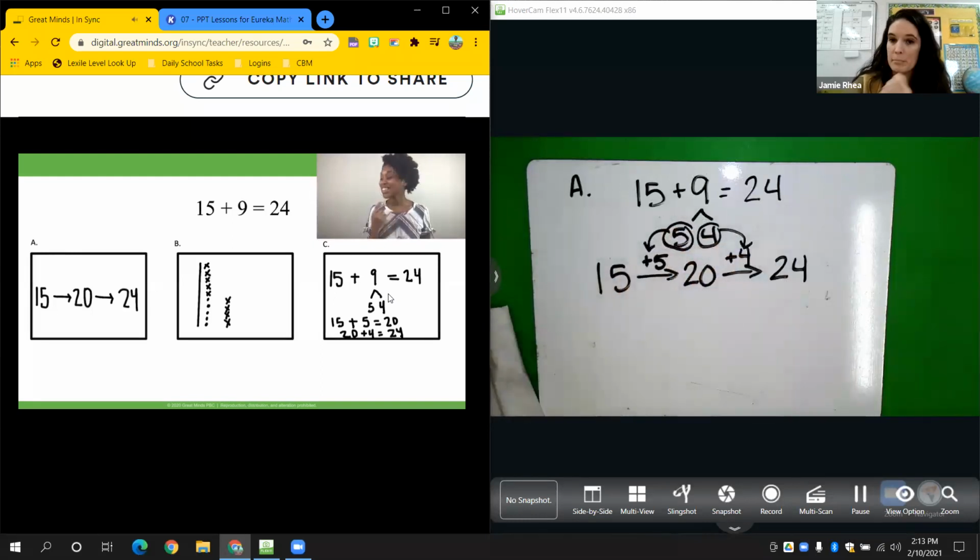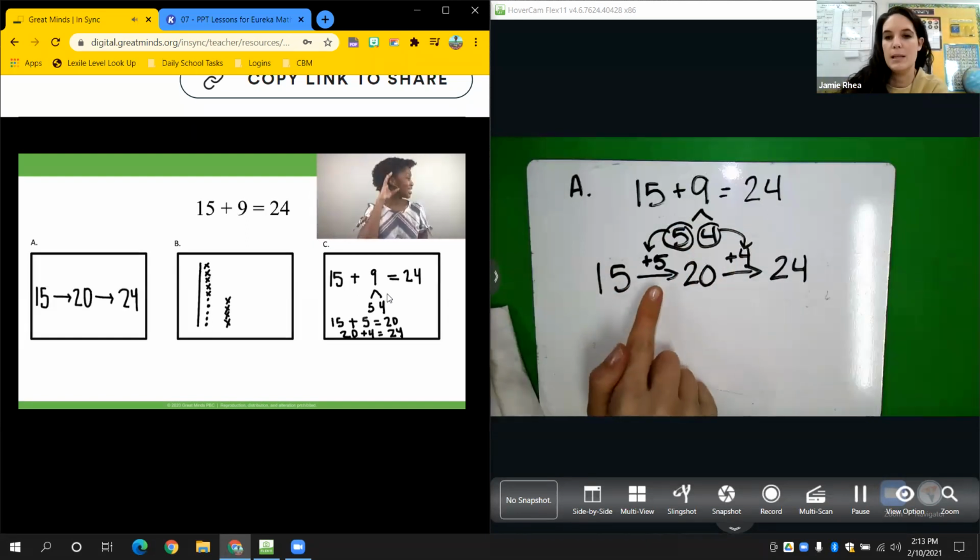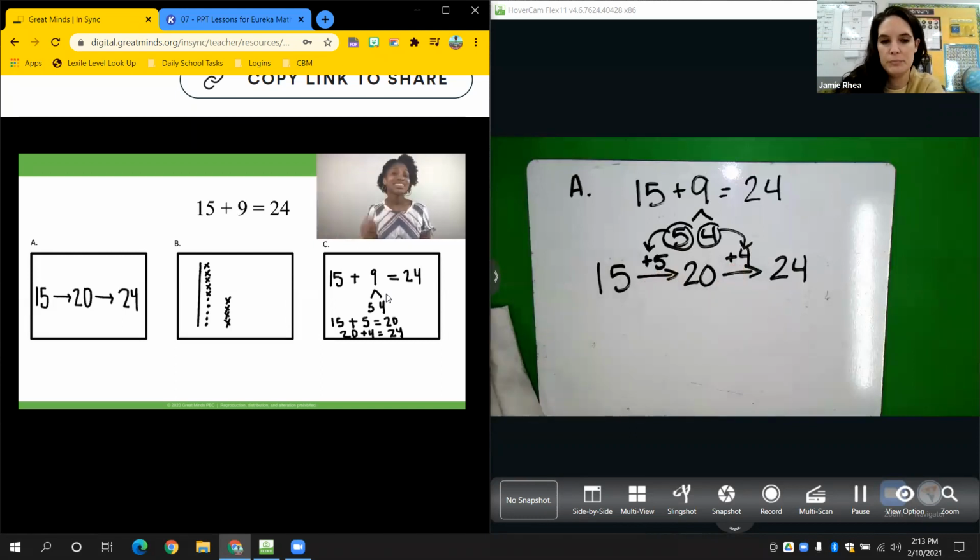Welcome back. Now that you solved this problem, what labels do I need to add to student A's work? The plus 5 and the plus 4. We know to get from 15 to 20 that this student needed to add 5 more. And then to get from 20 to 24, they had to add 4 more. So their work should have included labels that look like this.